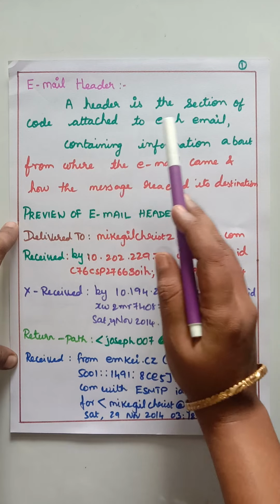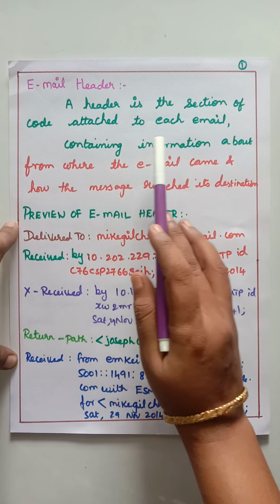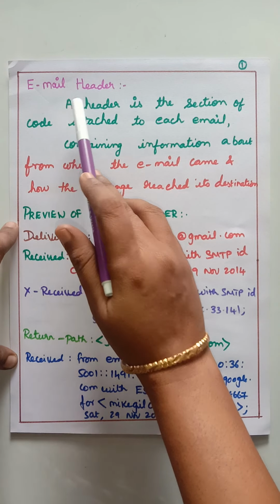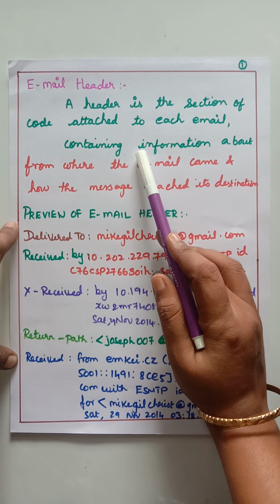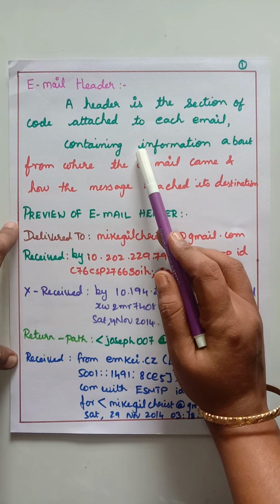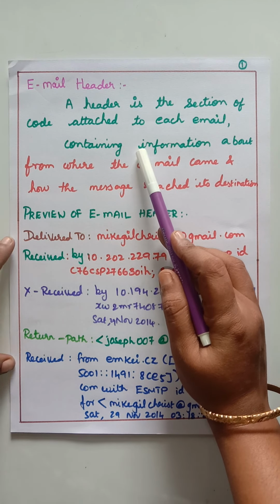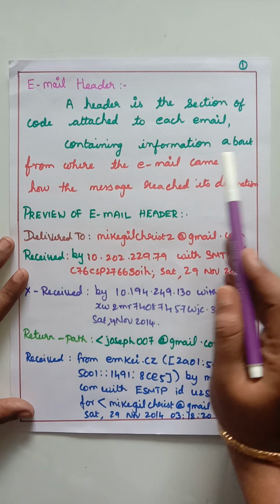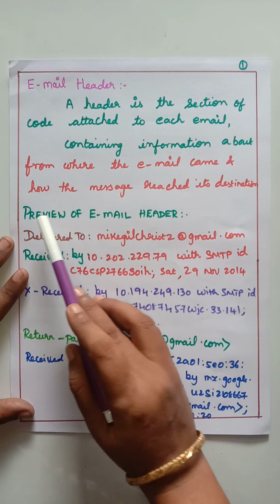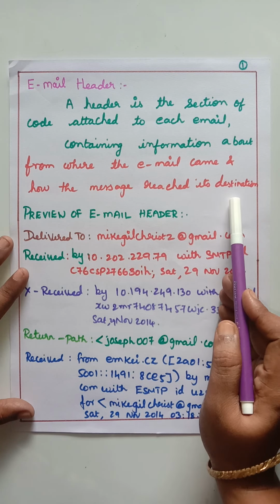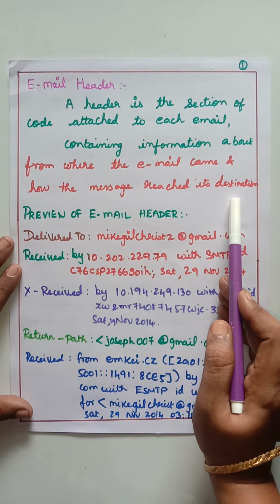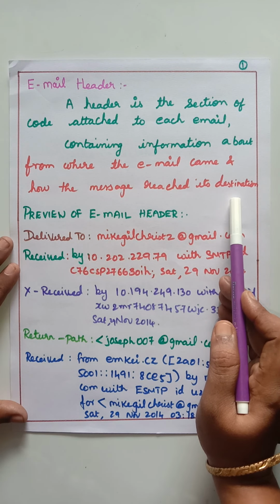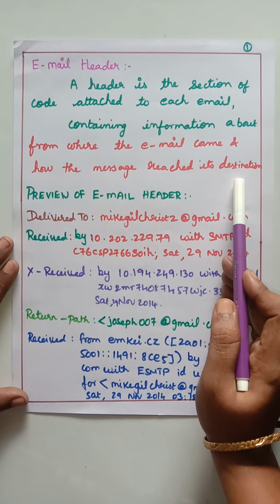A header is a section of the code attached to the email. It is not the content. Instead, it is a part of code which is attached to the email to identify the sender and the receiver, which contains the information about where the email came from and how the message reached its destination. So what are all the technical information that is added with the header part? That we are going to see.